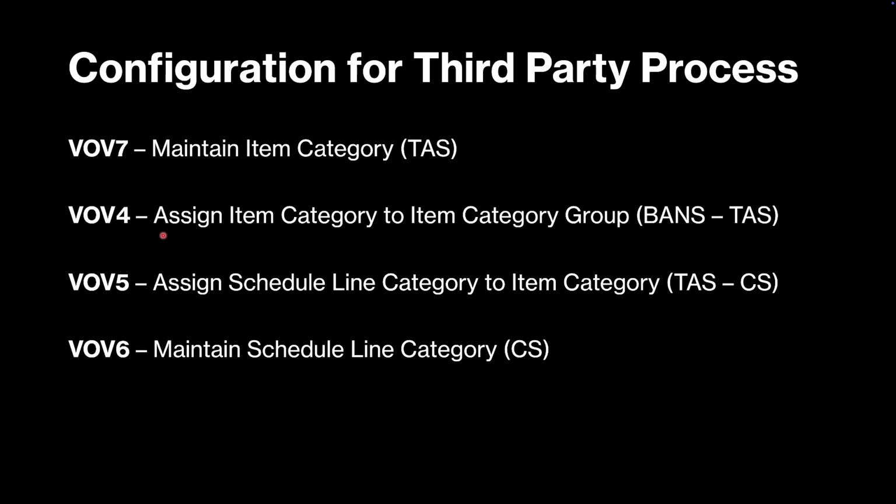Then we'll see where we assign this item category to the item category group. That is the item category group BANS, which we entered in the material master. This is assigned to this item category TAS. So we'll see that. Then we'll see where the schedule line category is assigned to the item category. The schedule line category we used in this process was CS. So we'll see where this item category TAS is assigned to CS. And then finally, we'll see what all settings are there in the schedule line category CS that we use for this third party process. So we'll see these 4 configurations. So let's see them in SAP now.